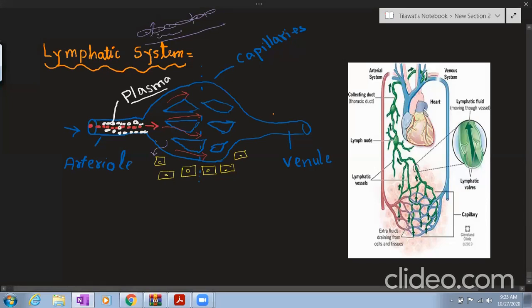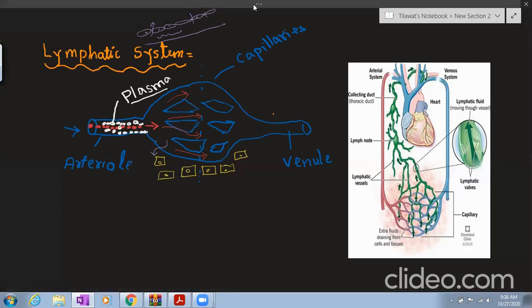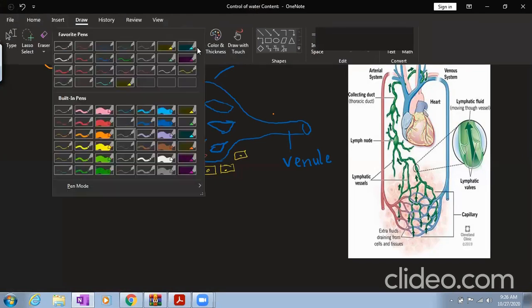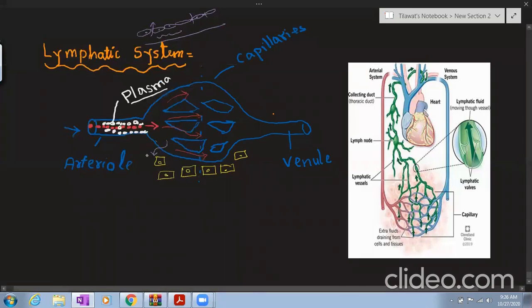Through those pores, red blood cells, those cells that are big, cannot come out. But the plasma portion, the liquid portion of blood, will come out. Which portion of blood will come out? The liquid portion of blood. But high molecular weight proteins, large proteins, will not come out. This plasma portion squeezes out from your capillaries and bathes your cells, covers your cells.